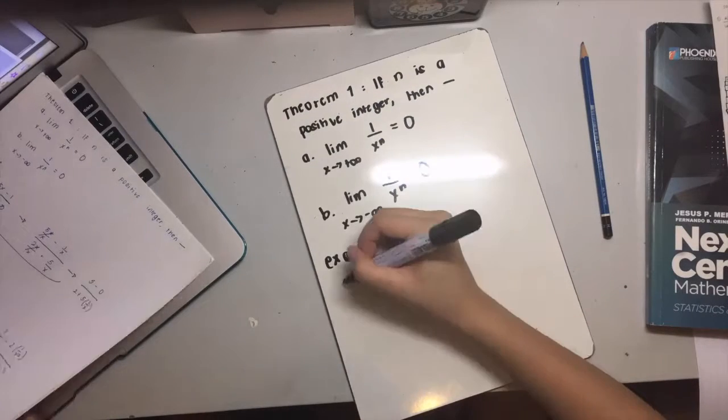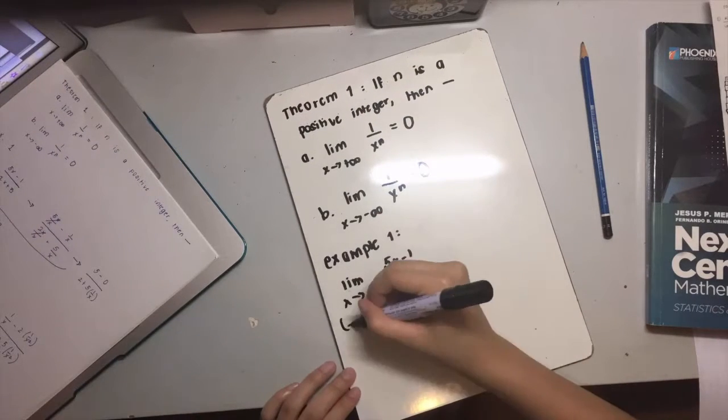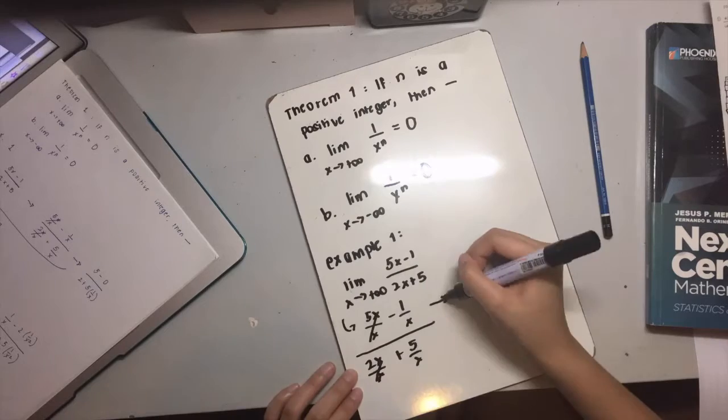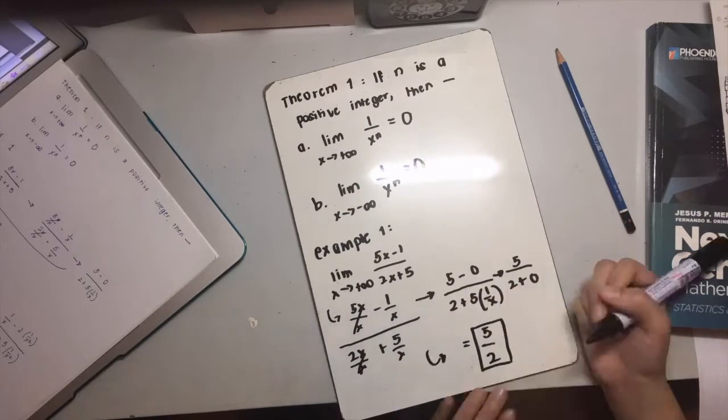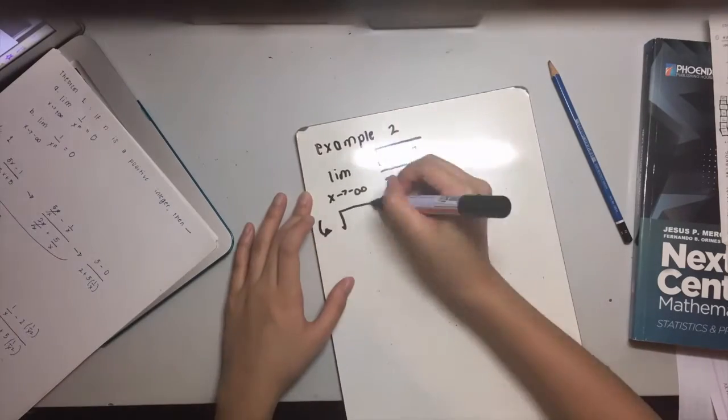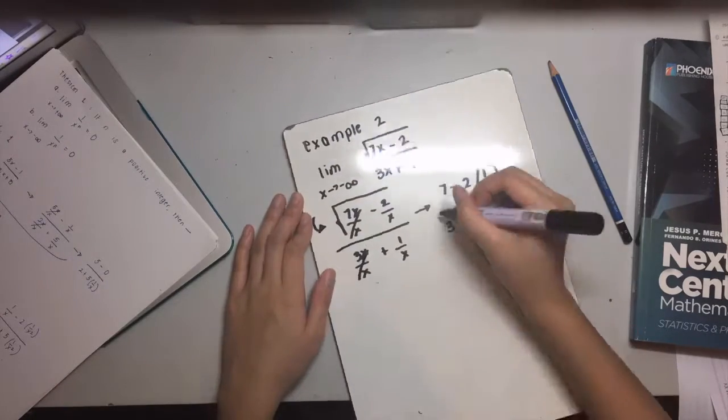So the first step is to determine which among the terms have the highest degree. So in this case, the highest degree is 1. So you divide each term by x. Here's another example that uses the exact same process.